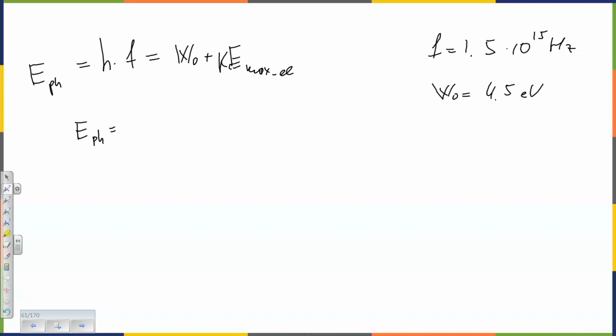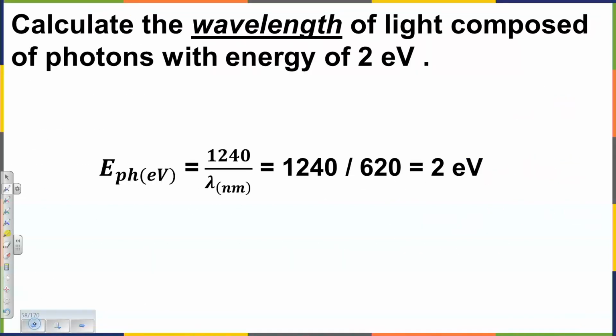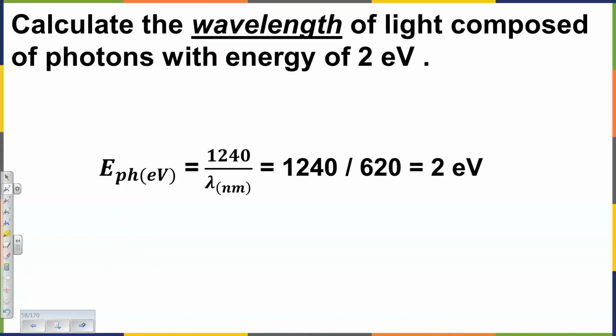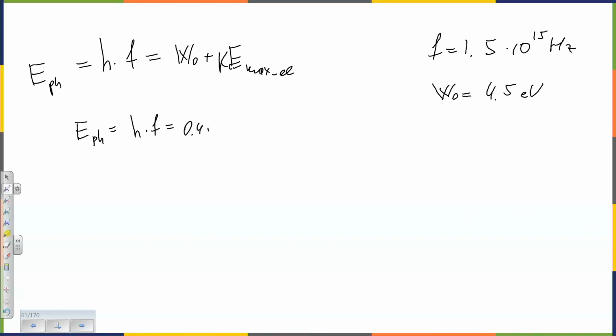Number one, we can use this equation, but we can use the value of the Planck's constant in electron volts times a second, which has been calculated before. 4.1 times 10 to the negative 15, and the frequency is 1.5 times 10 to the 15th. So this is going to be 6 electron volts. So maximum kinetic energy of photoelectrons will be equal to 6 minus 4.5, 1.5 electron volts.